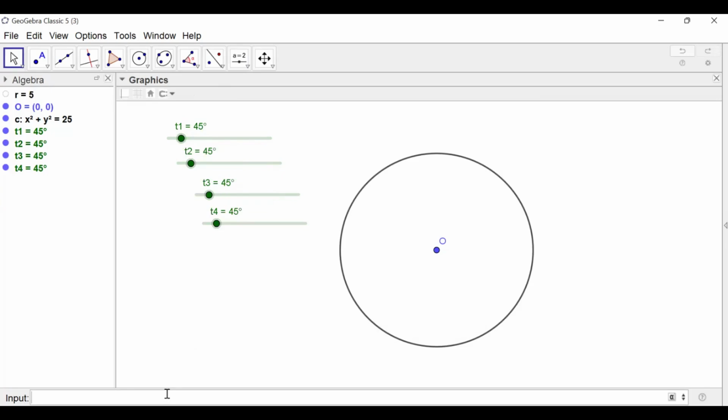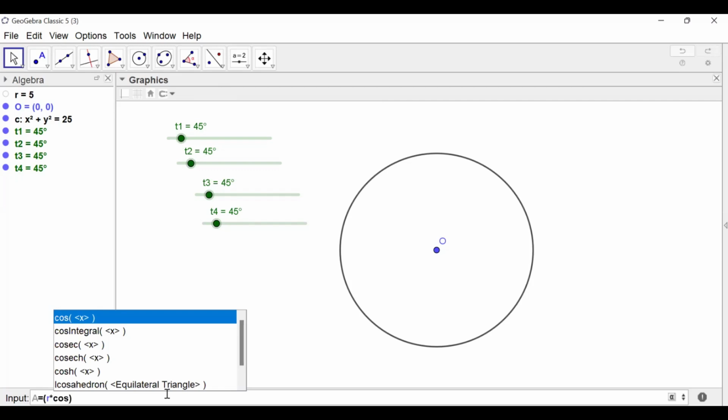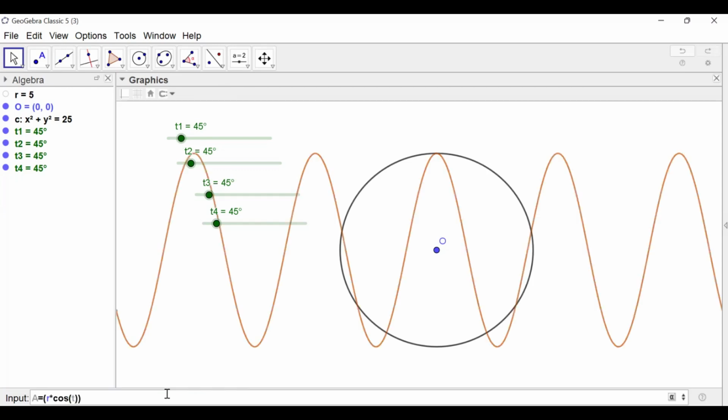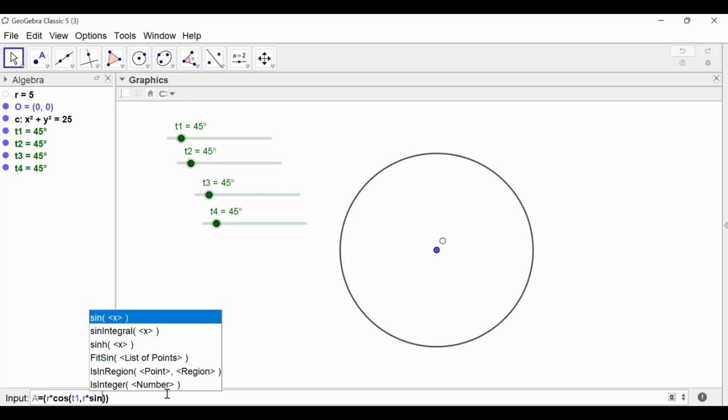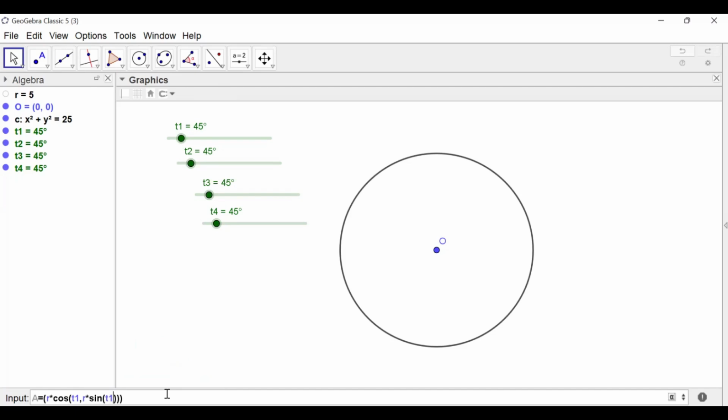Now, let me define all the vertices of the quadrilateral. So I take the first vertex. I want a point that will define the first vertex, and I'm going to write it in terms of the slider. So I'm going to take R times, I'll use the parametric equation for a circle. So I'm going to use R times cos T1, comma, R times sine, open bracket, T1.